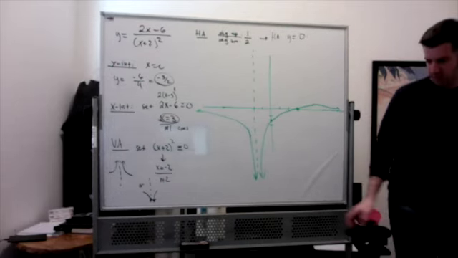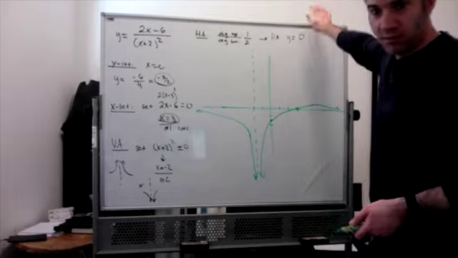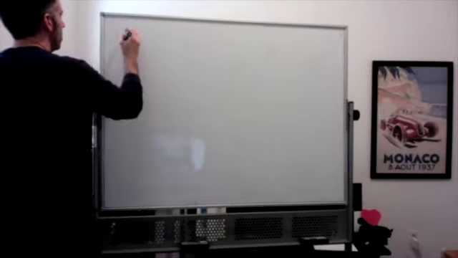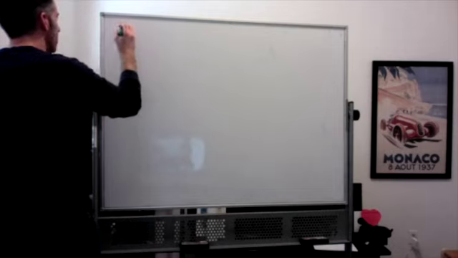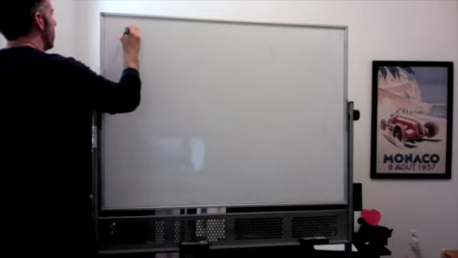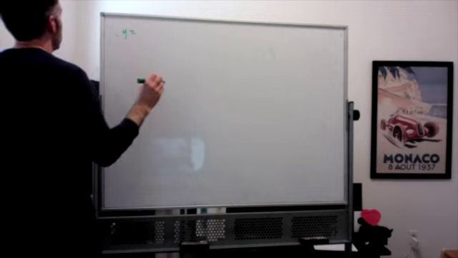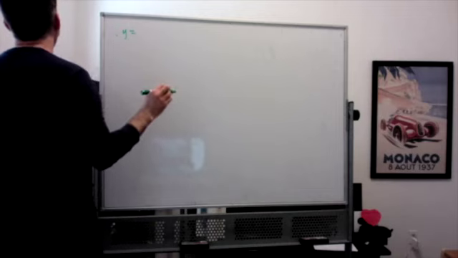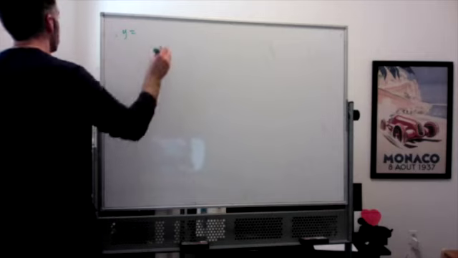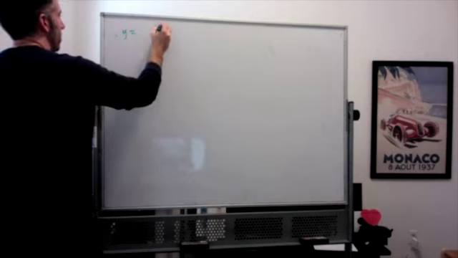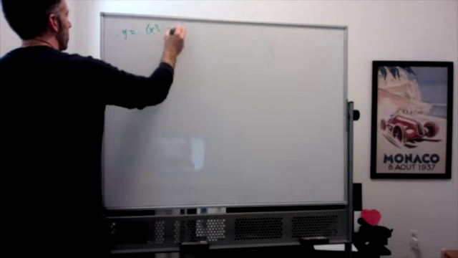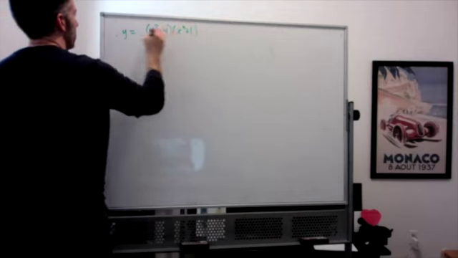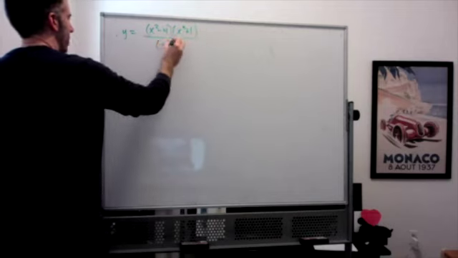Okay, let's do something. This one's going to be kind of wild. I'm going to make something up. Okay, y equal to, what have I got here? x squared minus 4 times x squared plus 1 over x squared minus 1 squared.